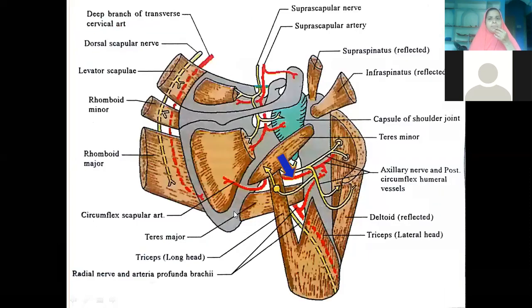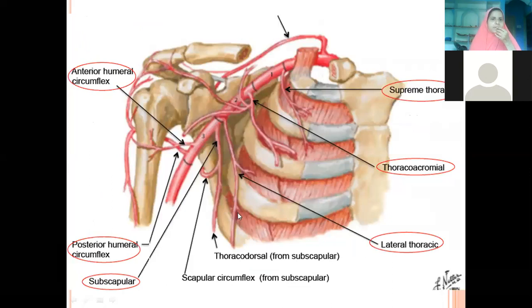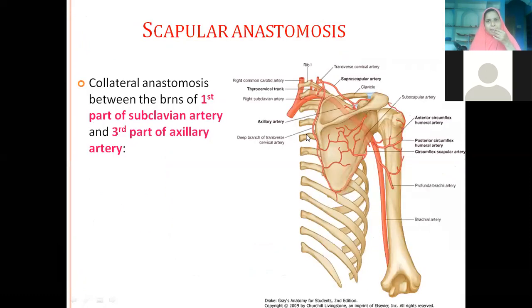Now let us see the anastomosis. Now, what is this process? It is the acromion process. So, in the acromion process, you are finding there is an anastomosis, isn't it? Let us see what are the branches taken. Okay, scapular anastomosis. See, these are the blood vessels around the scapula bone.